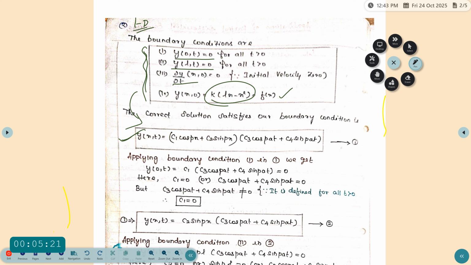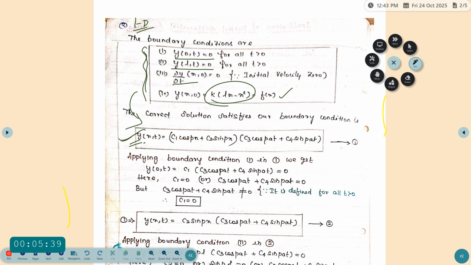Now apply the boundary conditions one by one. All of you keep it in mind. This is our source equation, that is, the correct solution for the one-dimensional wave equation. From this solution, we have to substitute the boundary conditions one by one.